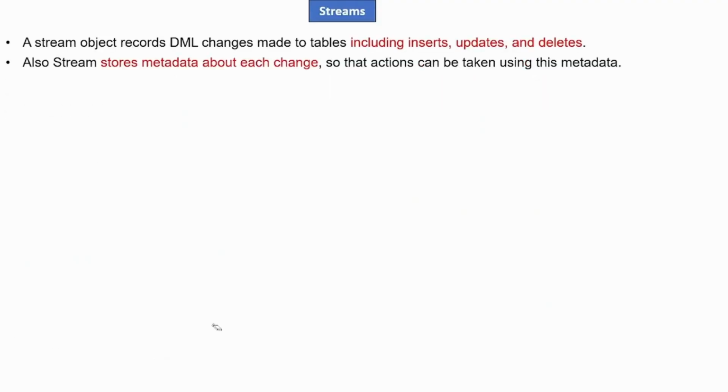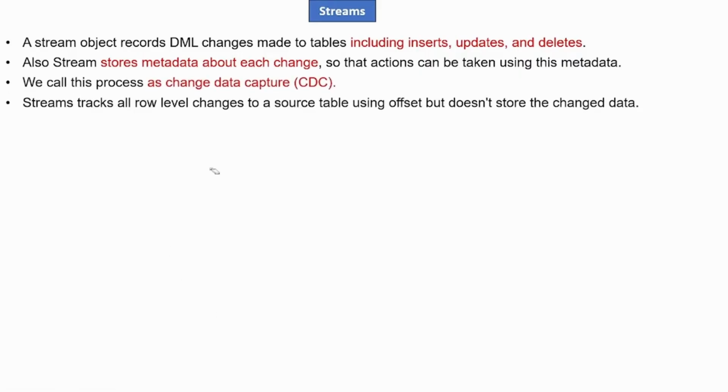So what is a stream? A stream object records DML changes made to a table, including inserts, updates, and deletes. Also, a stream stores metadata about each change. So streams are basically a CDC process which ensures all your updates, inserts, and deletes are recorded in the stream, which is created on top of the table. Okay, so we call this process the CDC process.